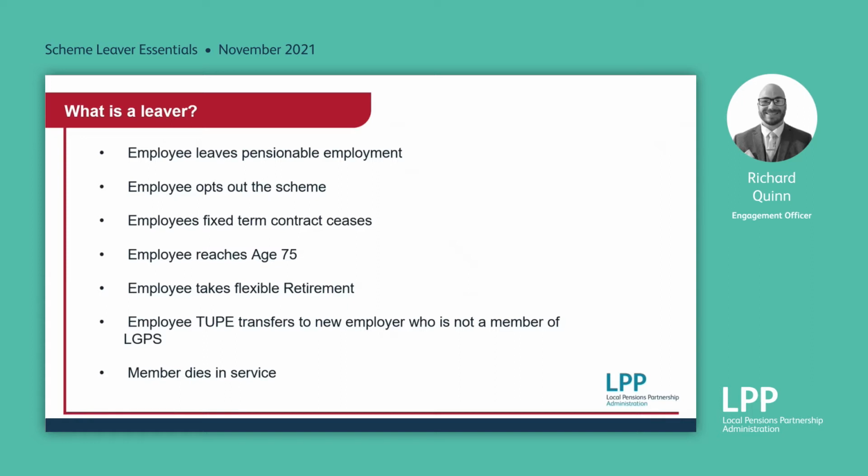Employee reaches age 75. A member is allowed to stay in the scheme past their normal pension age up until age 75. On attaining age 75, the pension benefits must be brought into payment.